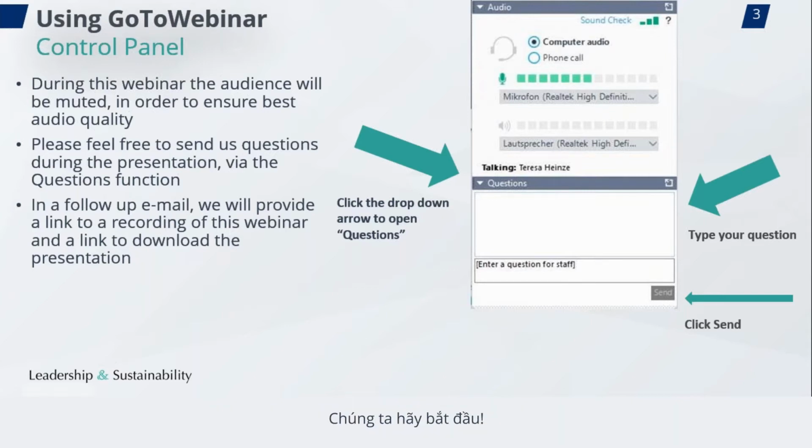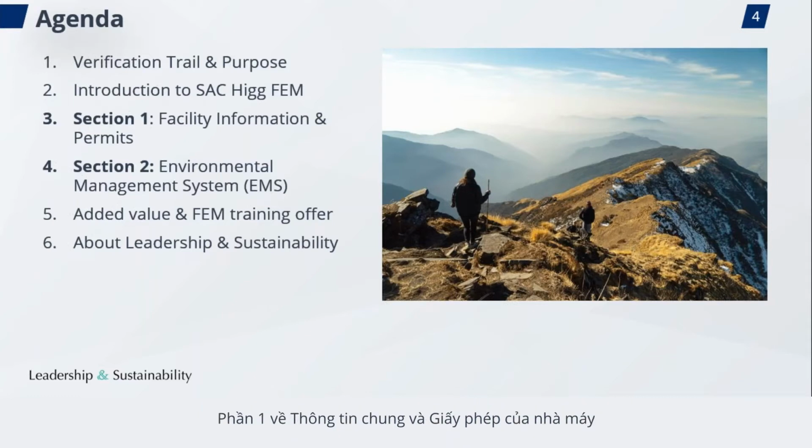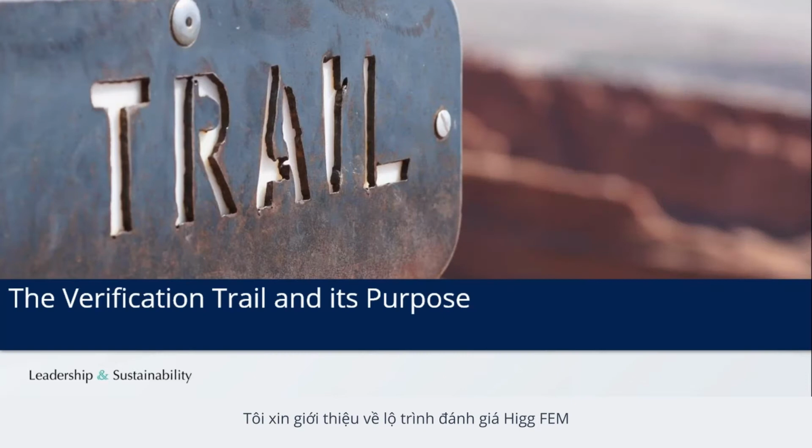Okay, so let's get started. Today, we will introduce you to the SAC Higg FEM Facility Environmental module, specifically sections 1 and 2. Section 1 is about facility information and permits, and section 2 about environmental management systems. We will also have time for questions and discussion, and we will also make you an offer and present our team to you.